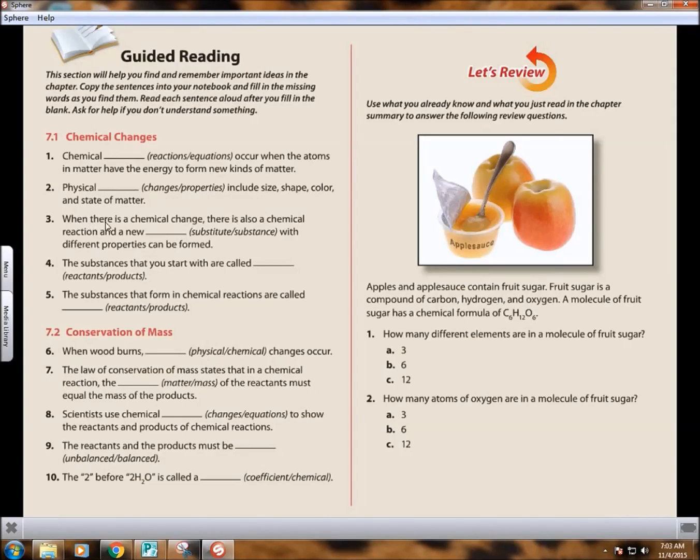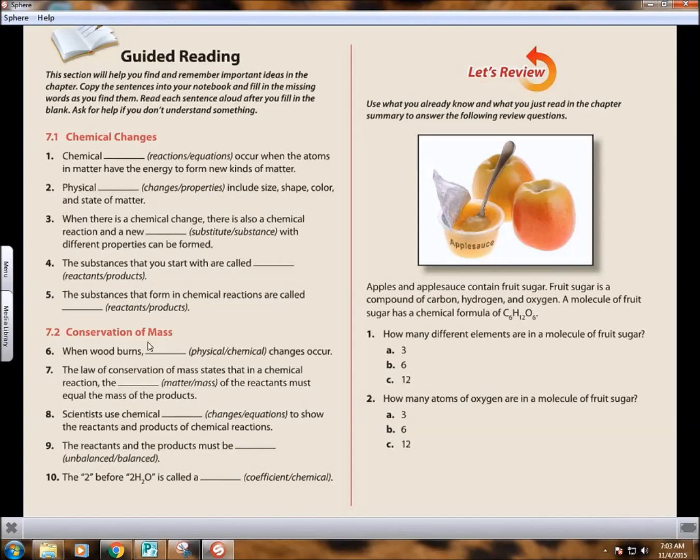Number 3, when there is a chemical change, there is also a chemical reaction and a new substance with different properties can be formed. Number 4, the substances that you start with are called reactants because they haven't reacted yet, so they're called reactants. The substances that form in a chemical reaction are called products.